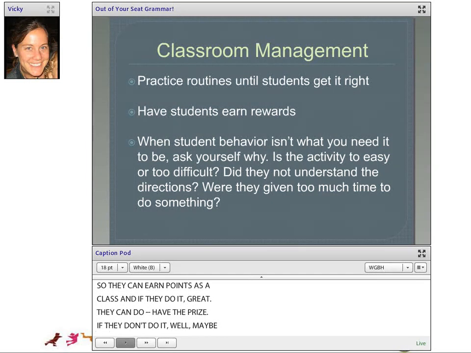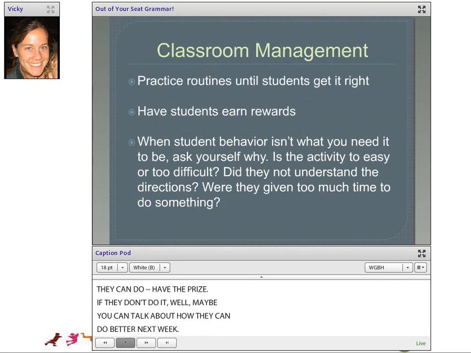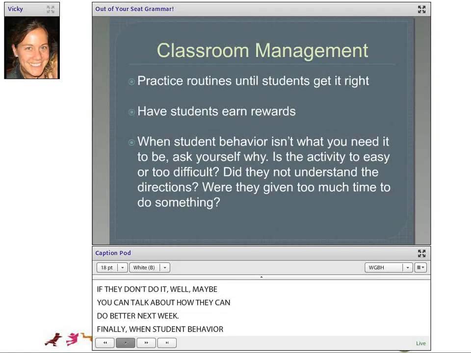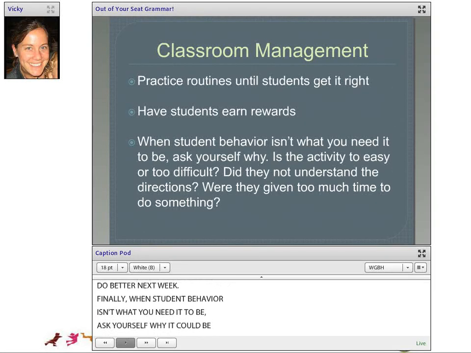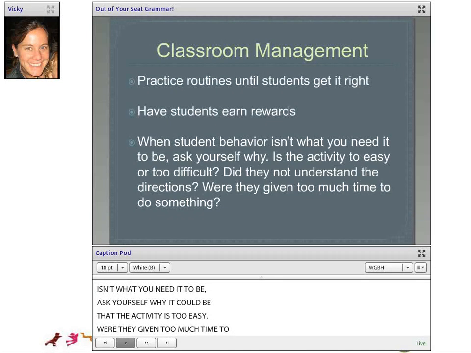Finally, when student behavior isn't what you need it to be, ask yourself why. It could be that the activity is too easy, too difficult. Did they not understand the directions? Were they given too much time to do something, and because of that they were getting bored? Whatever didn't go well, analyze why and think about what you can do differently for the next time.